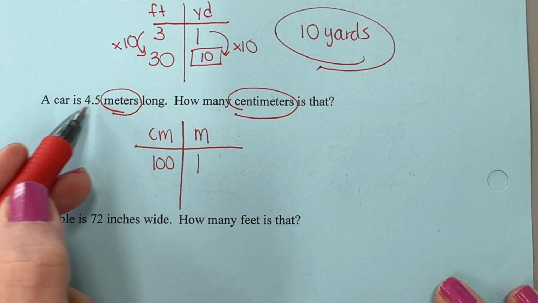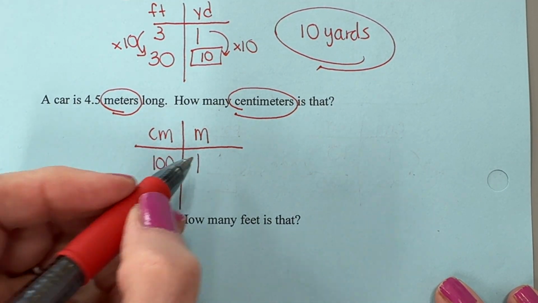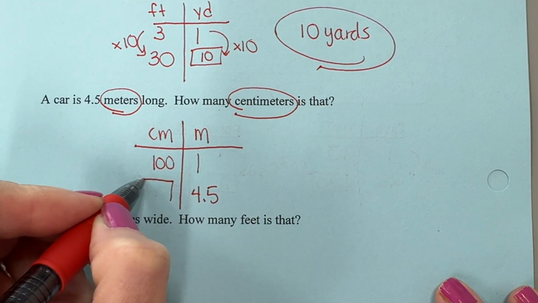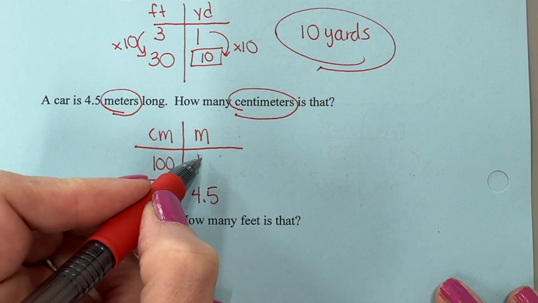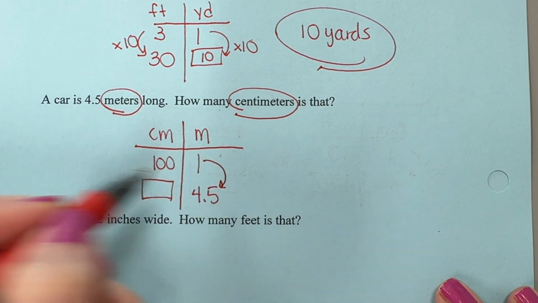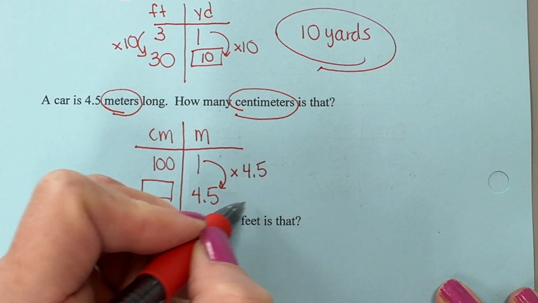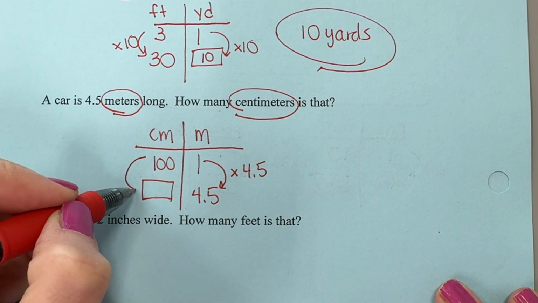We are given 4.5 meters. So make sure you line that up under meters. And they want to know how many centimeters is that. So what's my multiplier? Well, 1 times 4.5 will give me 4.5.